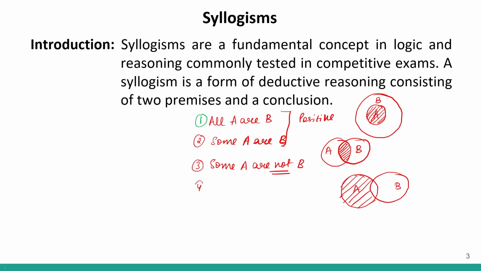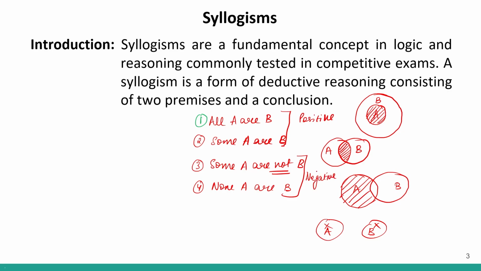Okay? And fourth is that none A are B. None A are B means there is no overlapping between A and B. They are separate entities and they will not overlap. These two are called negative statements. Okay, these are called negative statements.